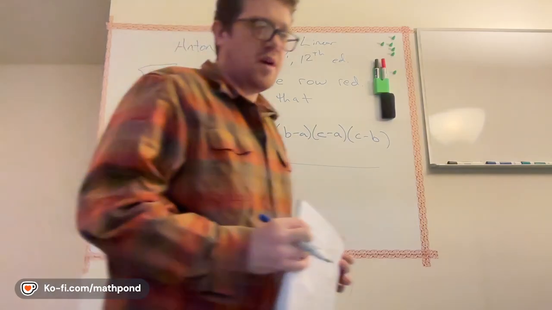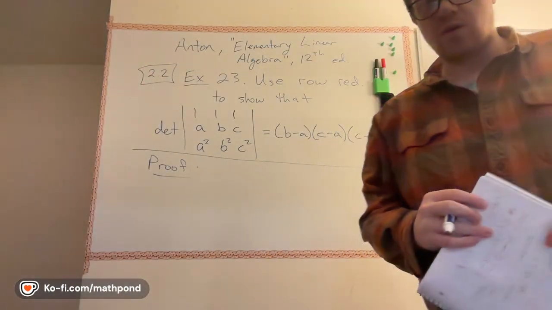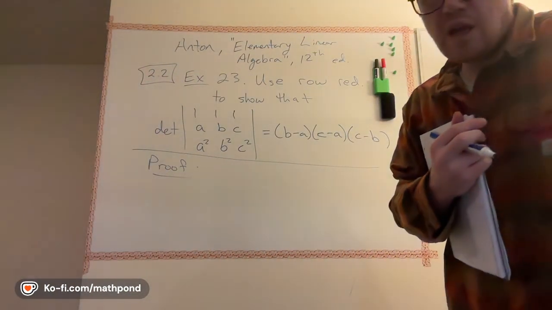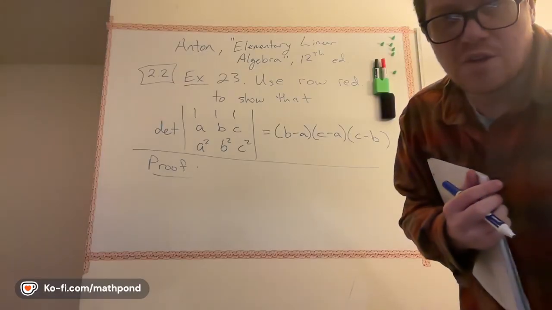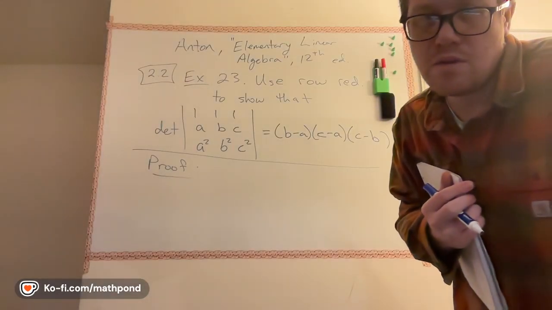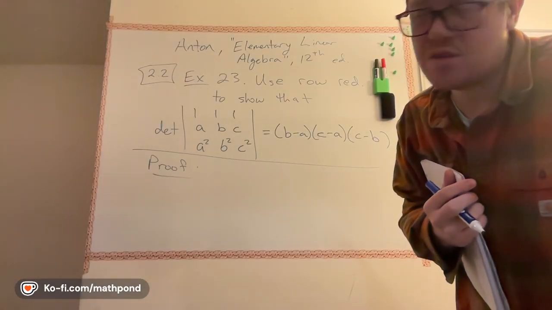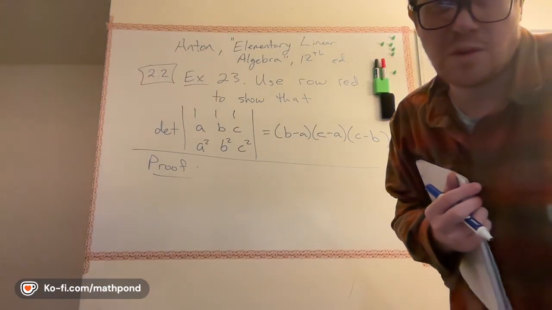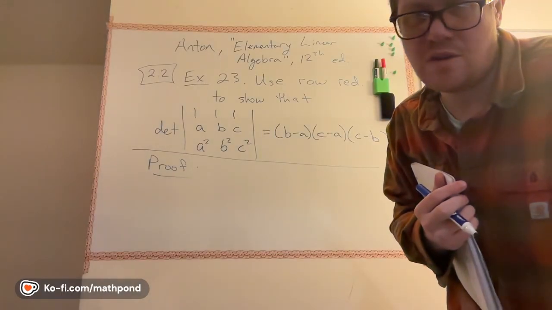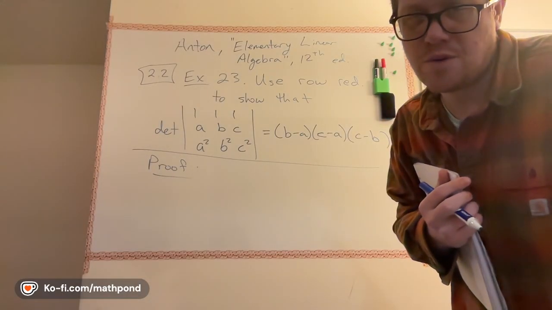Any questions about determinant or what this question is asking for? So A, B, and C are just some elements of the field. I guess they could be any elements. Here, since we're dealing with Anton, they're probably just real numbers. This is like an introduction book.